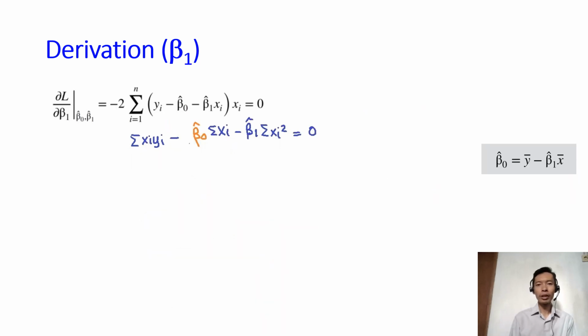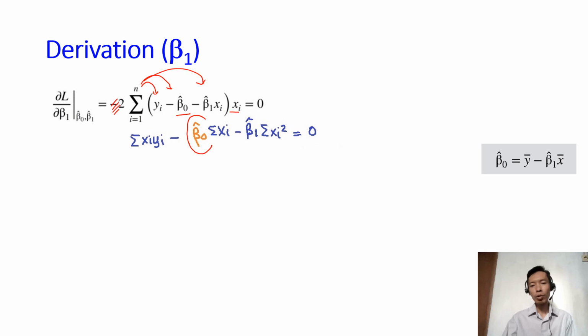Now let's do the derivation for beta 1. Same as before, we first ignore this minus 2, and then we bring the sigma inside. So now each term has the sigma term. Okay, and same as before, because in sigma of beta 0 times xi, this beta 0 does not have any subscript i, so it may go to the front of the sigma. Okay, so that is the first step.